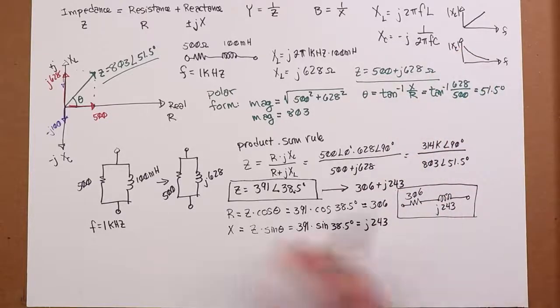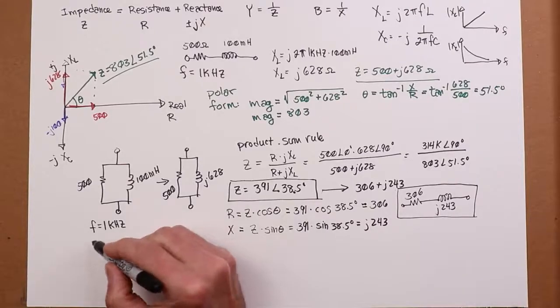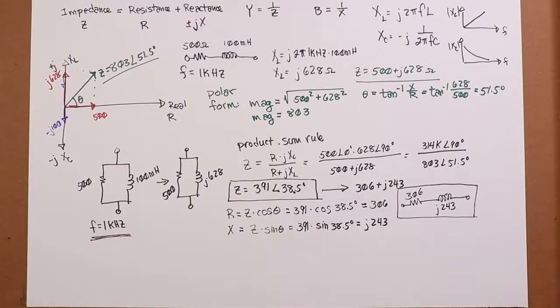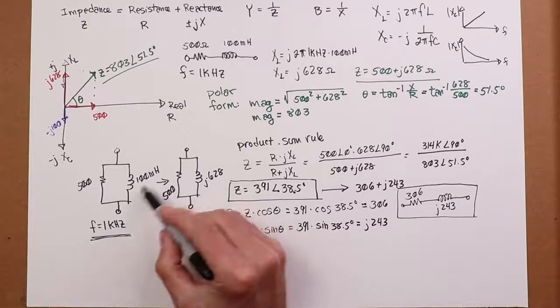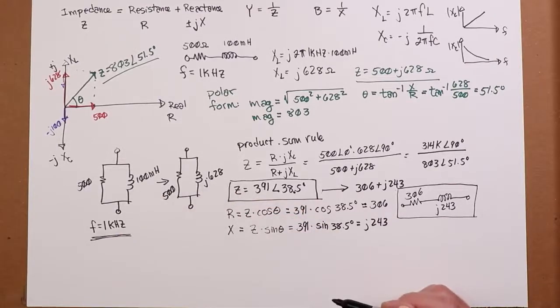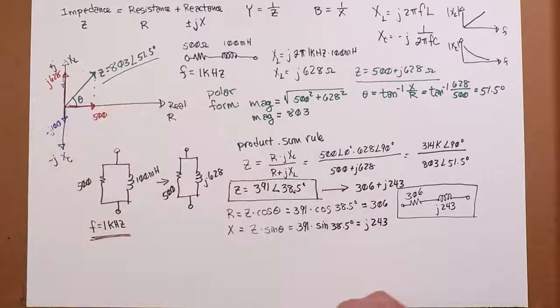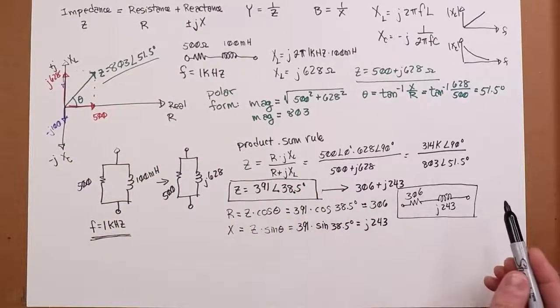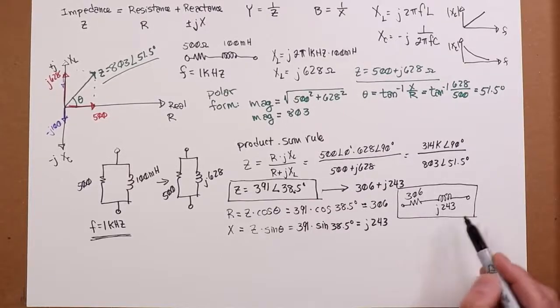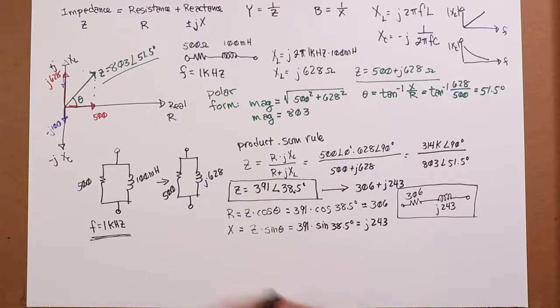That doesn't mean that across the board it's going to work at any frequency. If we come back here and change the frequency from 1 kilohertz to 5 kilohertz or 65 kilohertz or whatever, this X sub L is going to change, and of course the resulting vector that we draw out is going to change. The components change. In other words, the j243, the X sub L, changes in the equivalent circuit. So that really only works at one frequency.